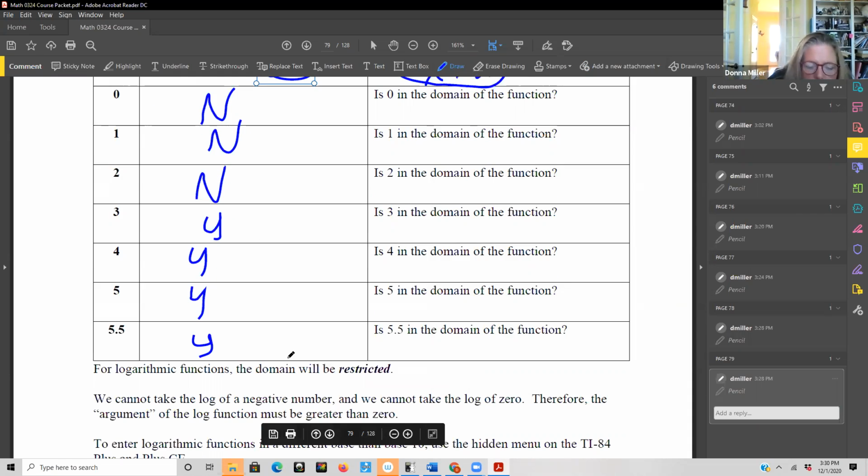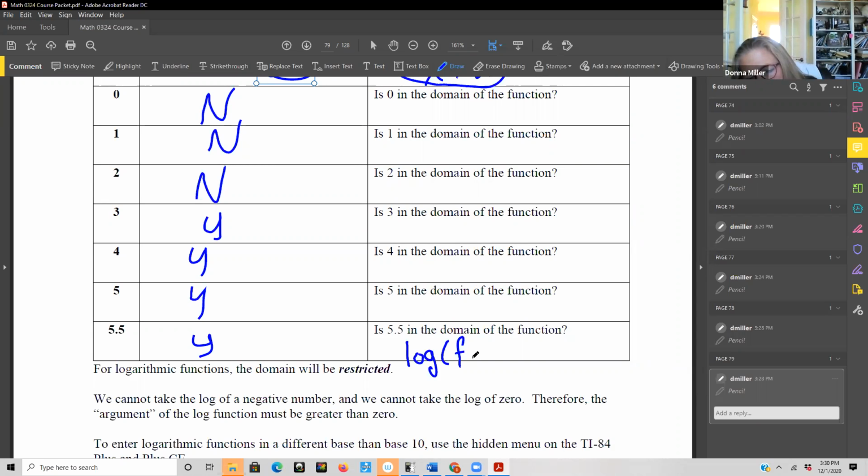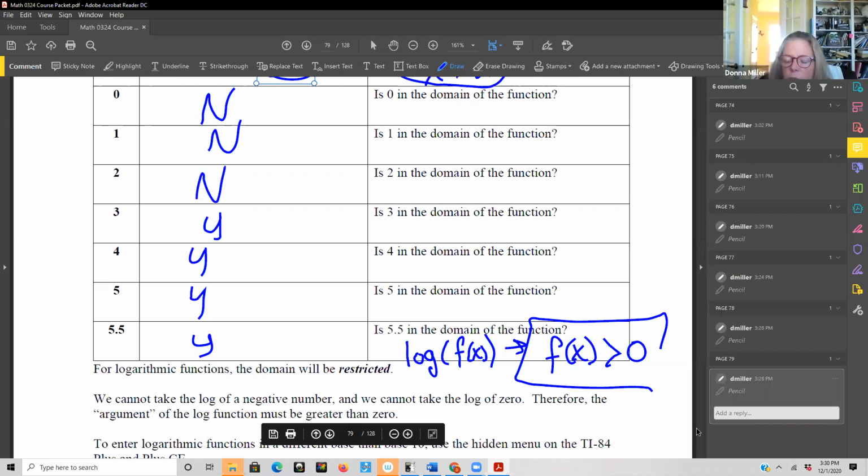Okay. So you have to keep in mind that with logs, I don't care what the base is, LOG, LN, whatever it is, when you have the log of a function, the domain is going to be that the function has to be greater than 0. So whatever's in those parentheses has to be greater than 0. That's how you find the domain of a log.